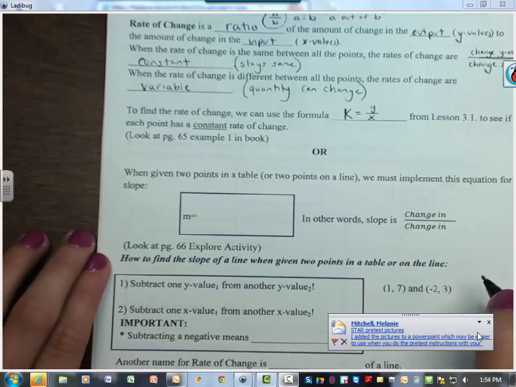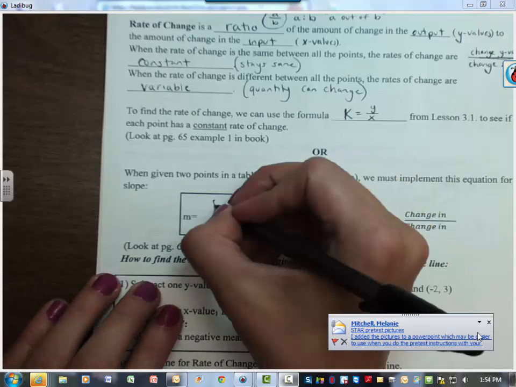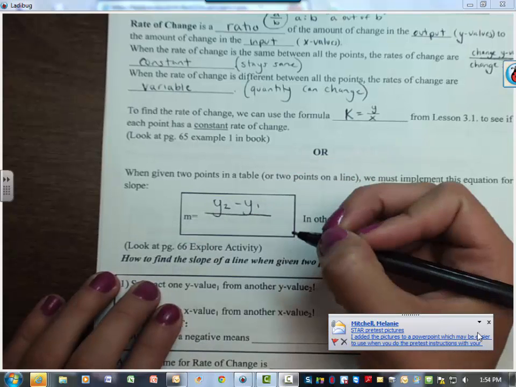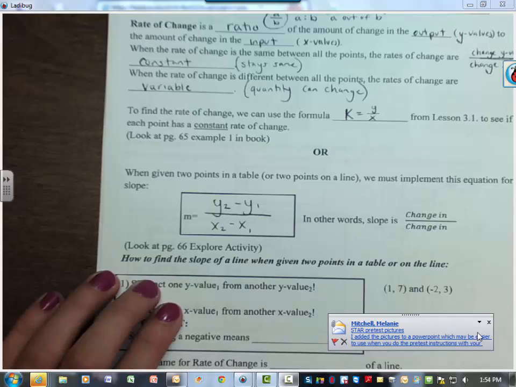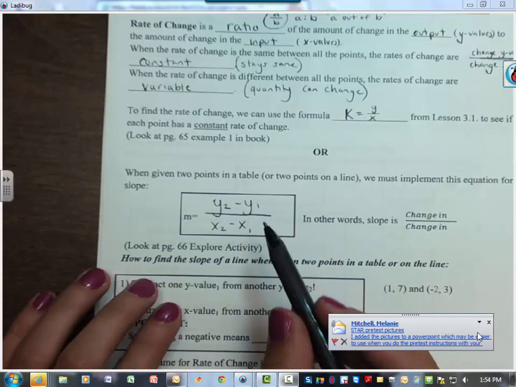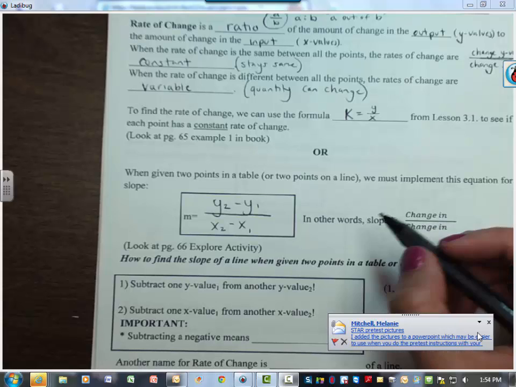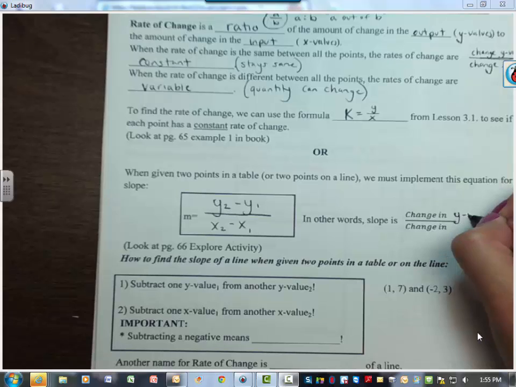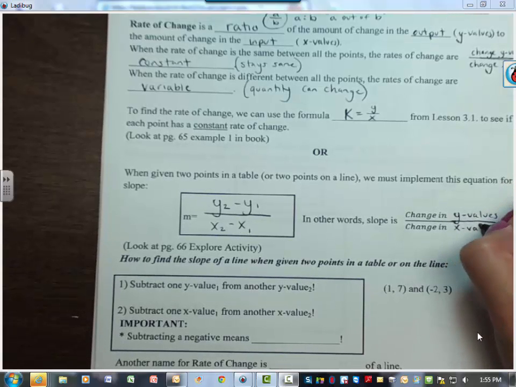So what we're going to do is use the formula y2 minus y1 all over x2 minus x1. When I say all over, that means that we're dividing. And what this means, from our definition of rate of change, in other words, the slope, is the change in our y values over the change in our x values.